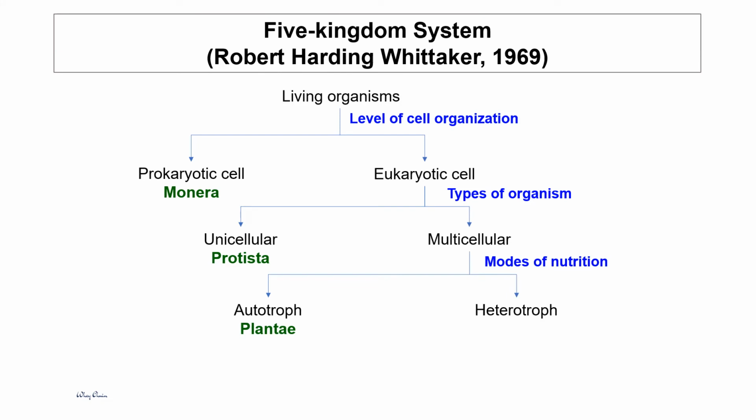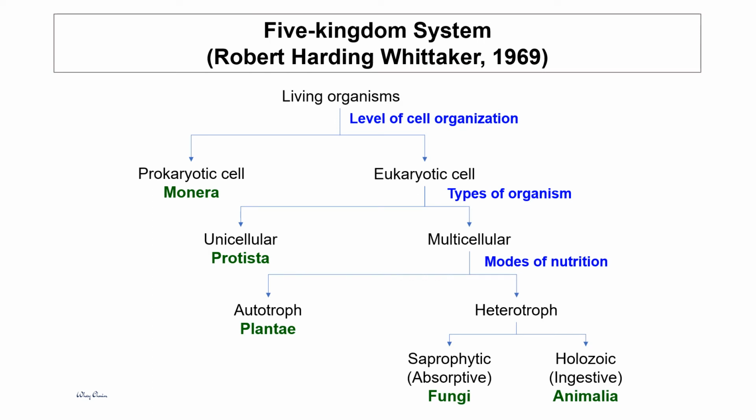And the multicellular eukaryotes can be classified according to the third criterion, which is the mode of nutrition. Can they produce their own food, which is autotroph, or do they have to obtain food from different sources, which is heterotroph? If they are able to produce their own food through photosynthesis, they will be grouped under kingdom Plantae. And the heterotrophs can be studied more according to their modes of nutrition, which are absorptive mode or ingestive mode. If the heterotrophs obtain food through absorption, they will be grouped under kingdom Fungi. However, if they obtain food through the ingestive method, they will be grouped under Animalia.